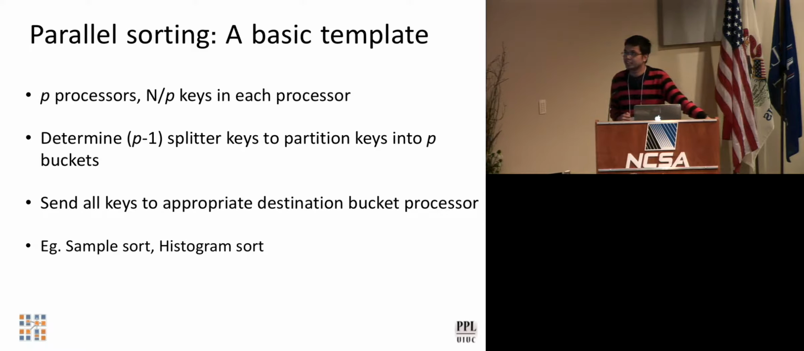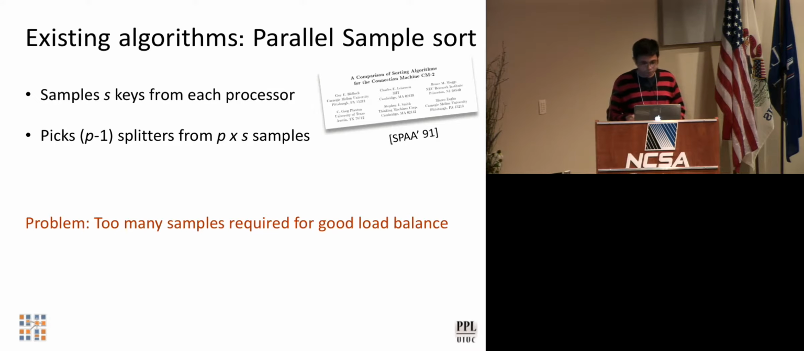So here is a basic template that's really at the core of almost all of the parallel sorting algorithms that are used for very highly parallel applications. There are P processors, and there are n over P keys in each processor. The high level goal is that you determine P minus 1 splitter keys to partition the entire input into P buckets, and you assign each bucket to a processor, and depending on which bucket a key falls in, it goes on to that processor, and that's parallel sorting. And really all the algorithms out there have this at the core.